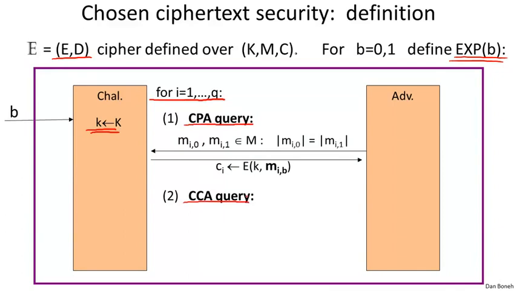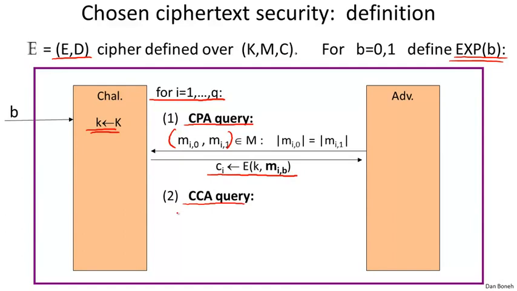So chosen plaintext queries, we already know, basically the adversary submits two messages, M0 and M1. They have to be the same length, and the adversary receives the encryption of either M0 if we're in experiment 0, or M1 if we're in experiment 1. So he receives the encryption of the left or the right, depending on whether we're in experiment 0 or in experiment 1.